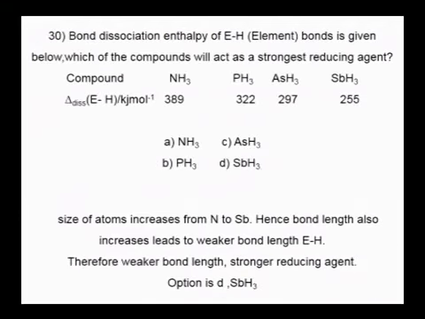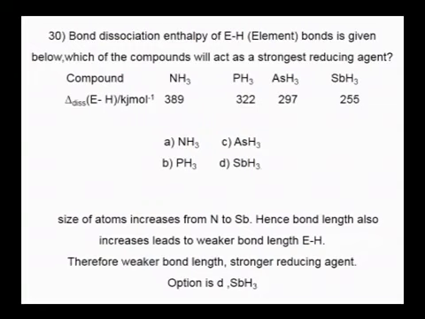Now, let us see the next question. This question is on bond dissociation enthalpy. The bond dissociation enthalpy of E-H bonds, E means element, H is hydrogen, is given below. Which of the compounds will act as the strongest reducing agent? The compounds are ammonia, PH3, AsH3 and SbH3, and E-H dissociation enthalpy is also given: 389, 322, 297, 255. So, the options are A ammonia, B PH3, C AsH3, D SbH3.